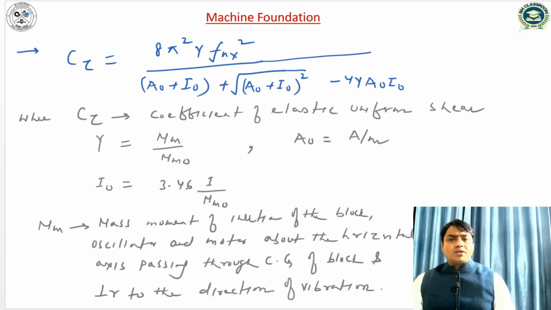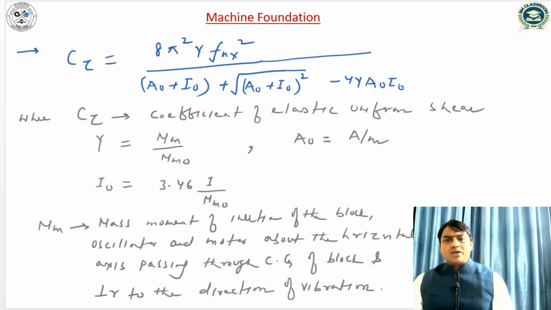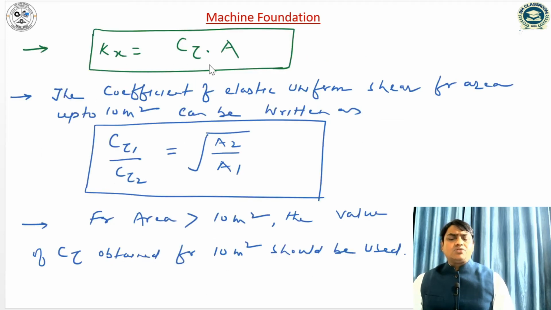and this I naught can be computed by this expression, where I have already discussed what is m m naught. So it is the mass moment of inertia of block, oscillator and motor about the horizontal axis passing through the center of contact area of block and the soil and perpendicular to the direction of vibration. I is the moment of inertia, and Fnx is the horizontal resonance frequency of the block soil system. And once again here we can write the relation between C tau and K and A. So Kx is equal to C tau into A.